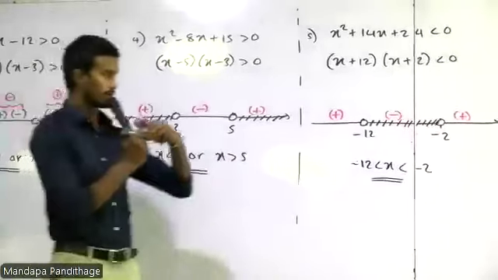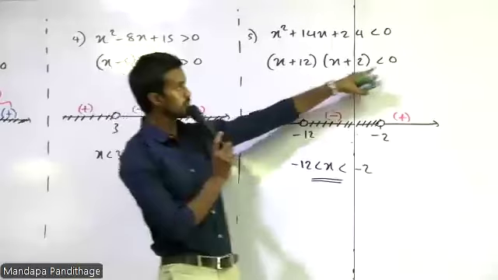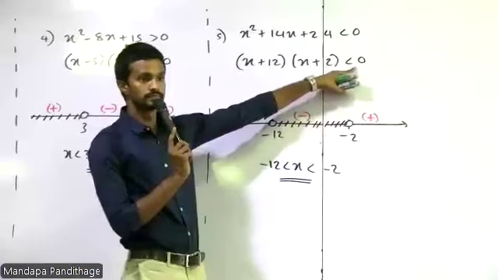Okay, so now, is it clear the reason why you should make one side 0?